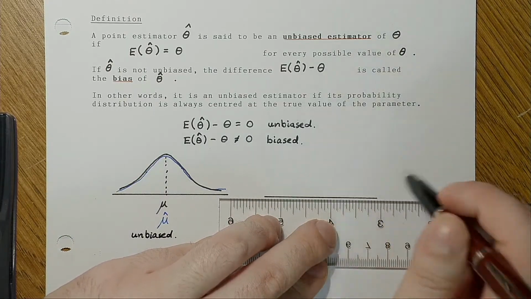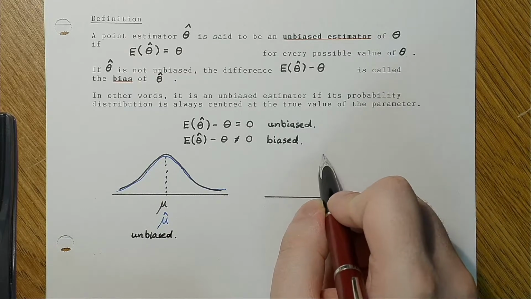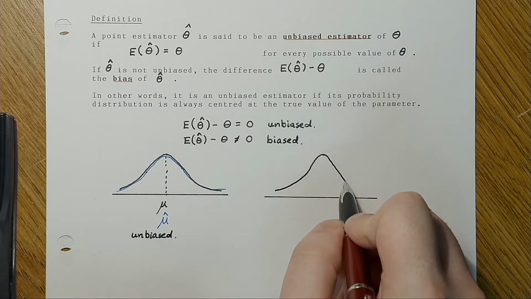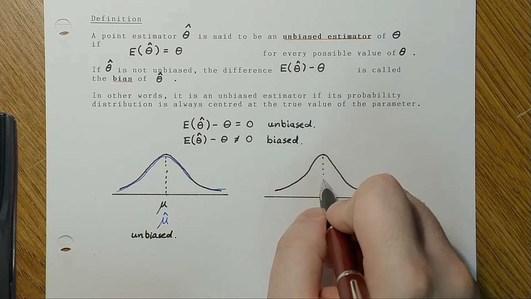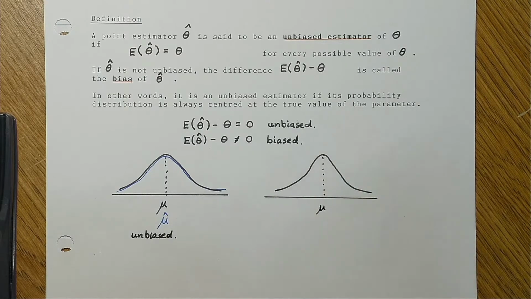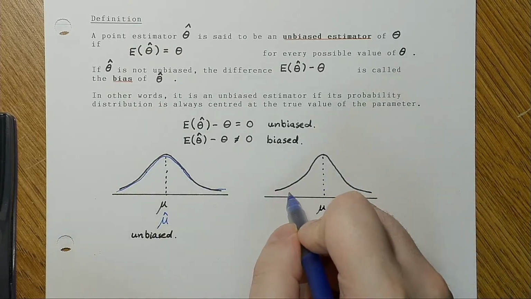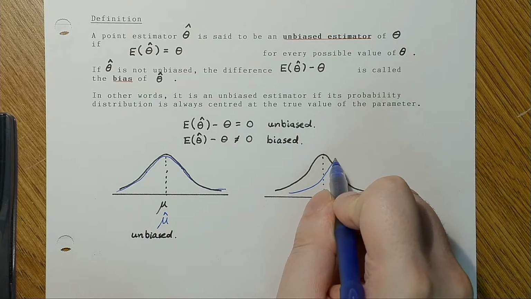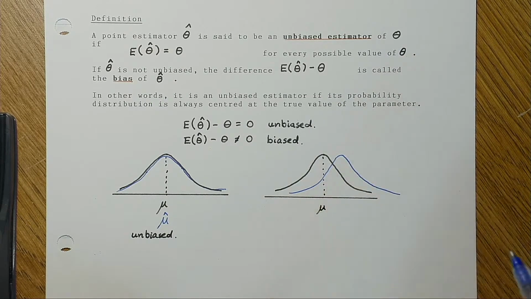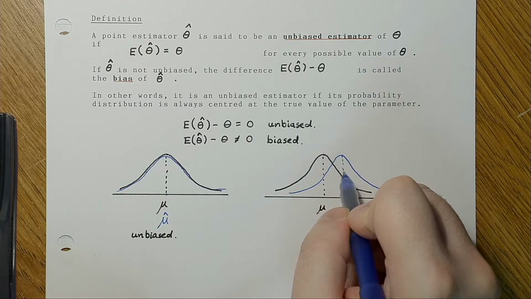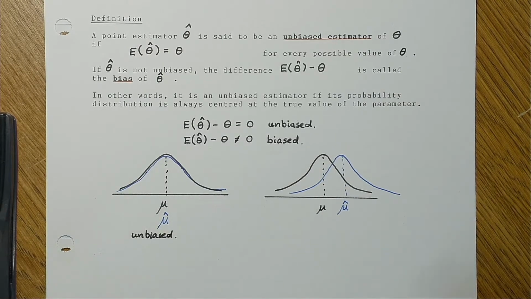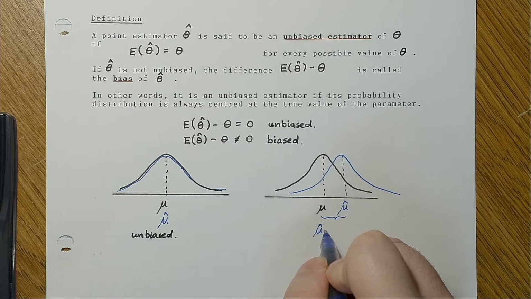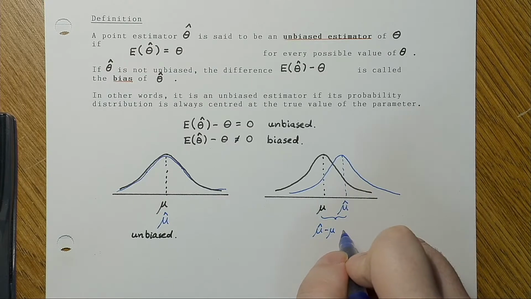Over here, what you could have is you have your distribution, and again we'll have our mu here. This is the true value, but instead it could be shifted. So this over here would be now my mu hat. And what they say here is the difference between here is the bias.